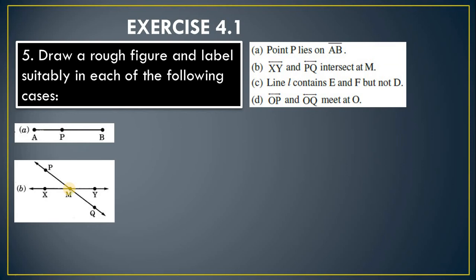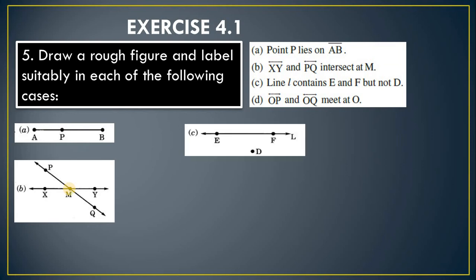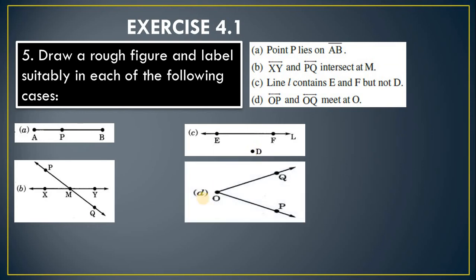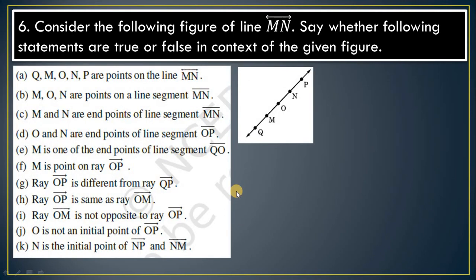Line L contains three points but not D. So it contains two points E and F, but D is not on the line. Fourth one, OP and OQ, these are lines and they meet at O. This is the one point where you can draw many lines. Recently we saw that.